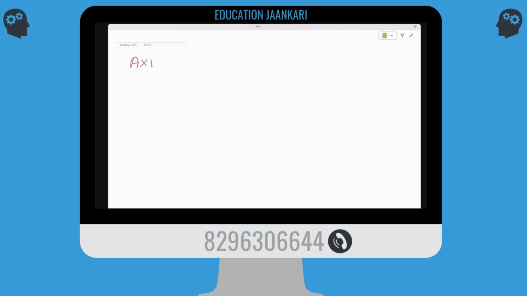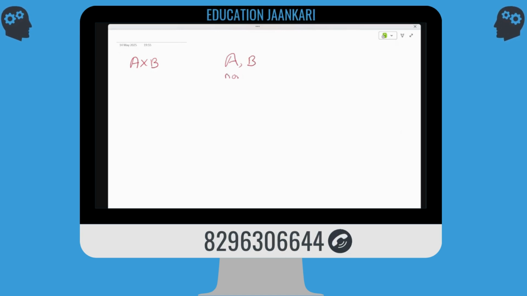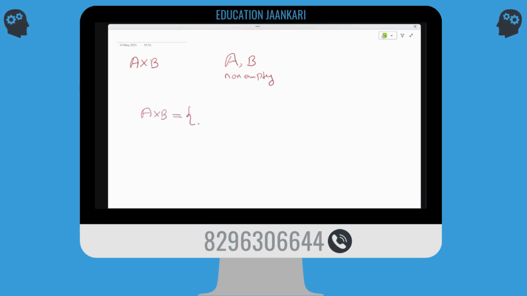A cross B, the cross product of two sets. So you have two sets A and B, both non-empty. I am defining A cross B. I will first write the definition of A cross B, then I will illustrate it using one example. A cross B is again a set.